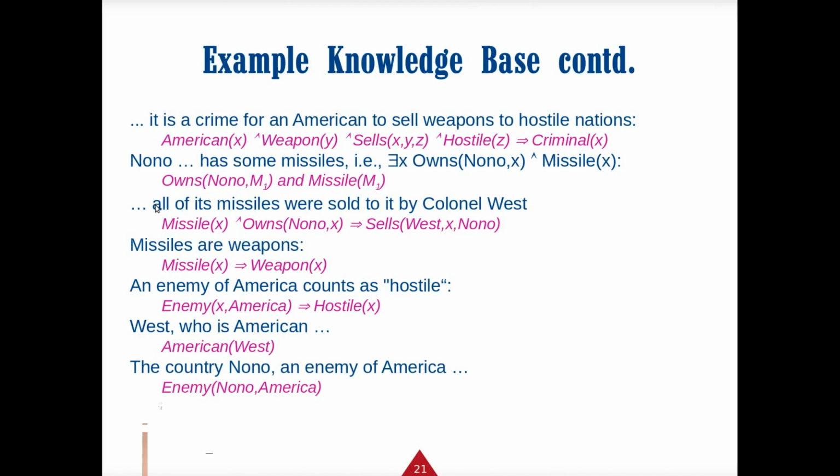And then all the missiles are sold by Colonel West. So basically if someone owns a missile, Missile(x) and Owns(Nono, x) implies that West sold it to Nono. The reason is that West is the only person that can sell those missiles. And then missiles are weapons, so it's illegal to sell them. And we define an enemy of America as hostile. So Enemy(x, America) implies Hostile(x). And then Colonel West is American, and the country Nono is an enemy of America. So it's converting to more of a propositional logic.